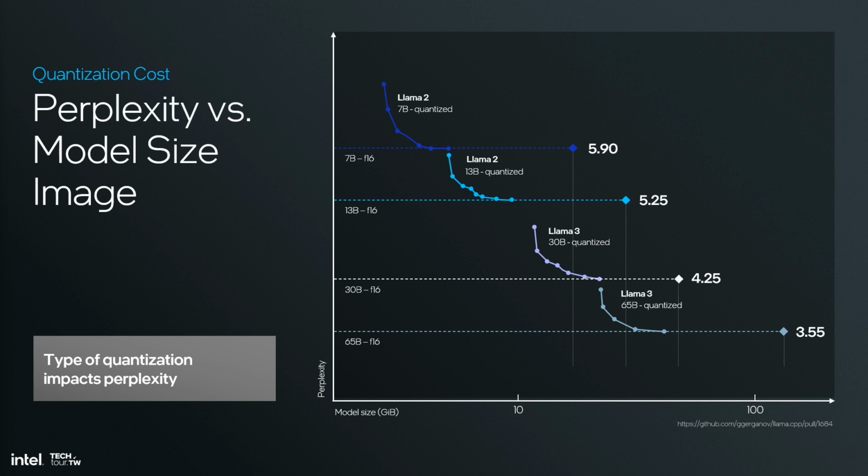So it's not sufficient to talk about performance, because a lot of people are talking about tokens per second. You can see as the model shrinks, performance goes up, but so does perplexity. So you have to consider both of those at the same time.